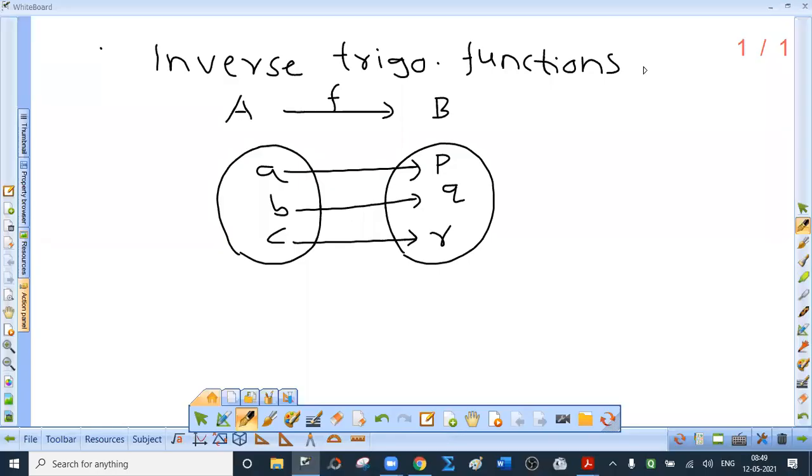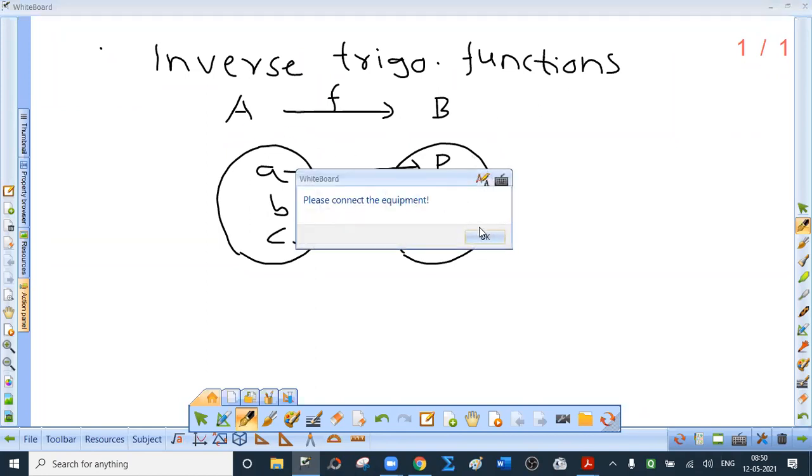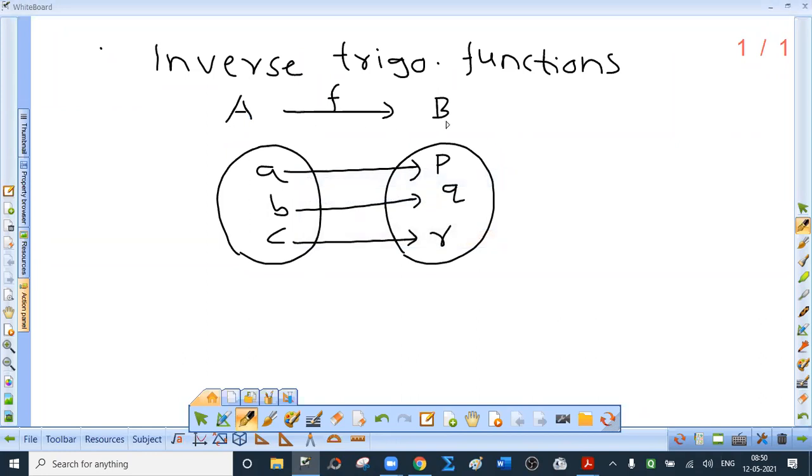Now we discuss the important concept of inverse trigonometric functions. We know that a relation from set A to set B is called a function if each and every element of the set A is related with a unique element of the set B. So here you will notice that there exists a function, say f, from set A to set B. Set A is called the domain of the function, set B is called the codomain of the function.